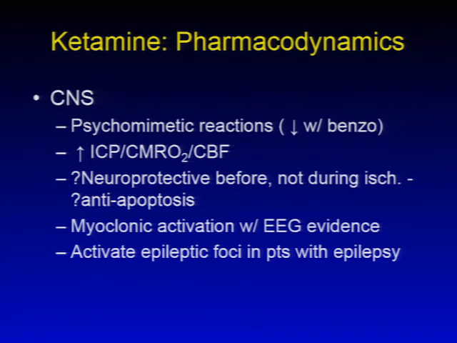Central nervous system effects: it can cause psychomimesis, which can be decreased with benzodiazepines. It can also increase ICP, CMRO2, and cerebral blood flow. Despite this, however, it has been shown somewhat to be neuroprotective before ischemia has occurred, but not necessarily during it, and the question is whether this is via an anti-apoptotic effect. Myoclonic activity can be seen on EEG, and it may cause activation of pre-existing epileptic foci in patients who've had epilepsy in the past.